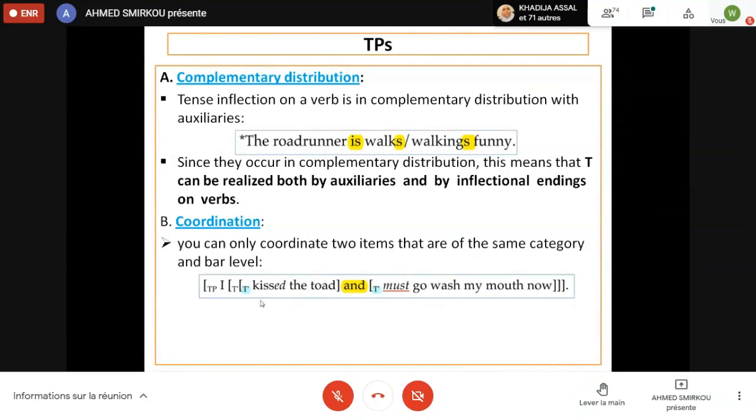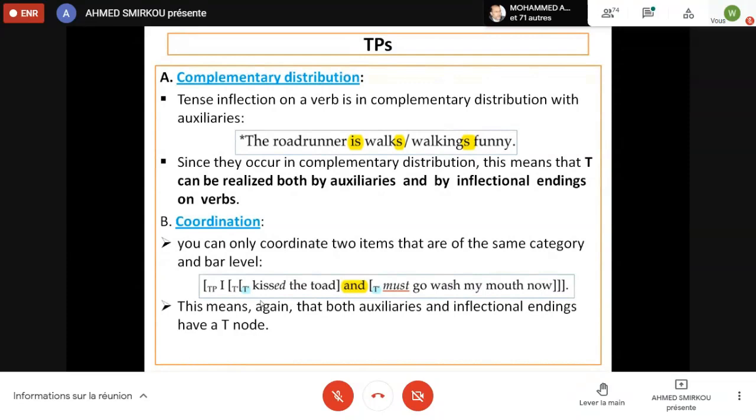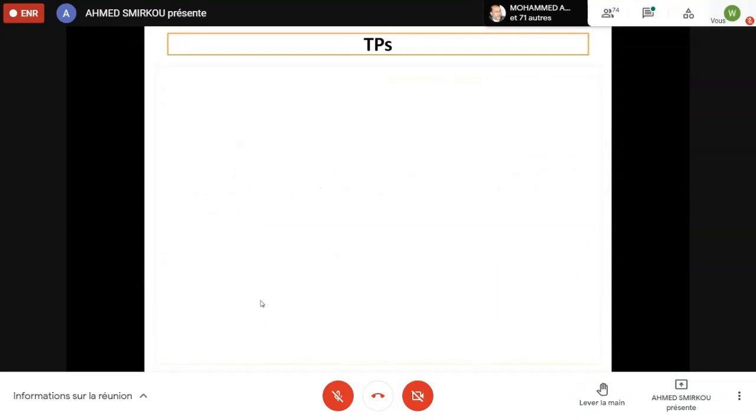If I ask you, for example, why should we branch under T both auxiliaries and inflection endings? So you should say that, first, it's obvious that auxiliaries are branched under T. And the inflectional endings occur in complementary distribution with auxiliaries, and we can coordinate them together, which means that inflectional endings and auxiliaries are instances of the same thing, which means that they must all contain T. Okay? This means, again, that both auxiliaries and inflection endings have a T node.